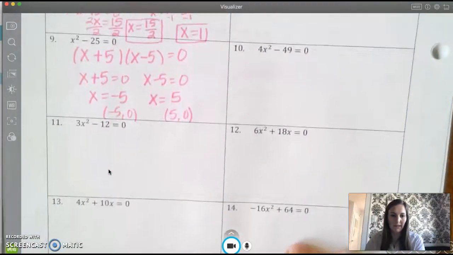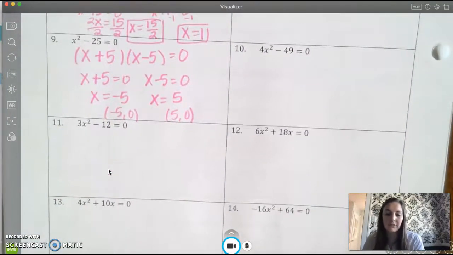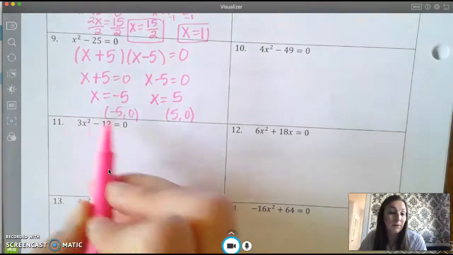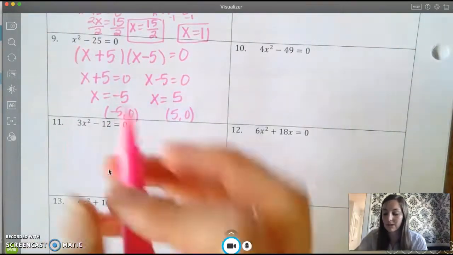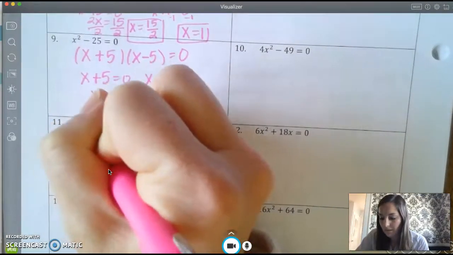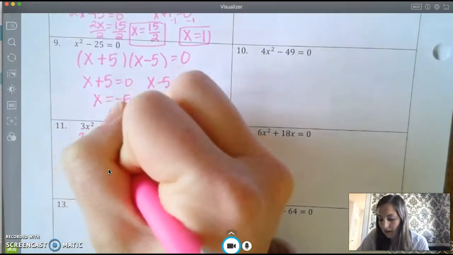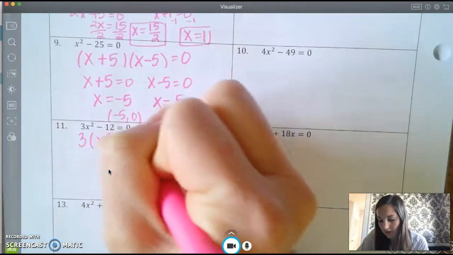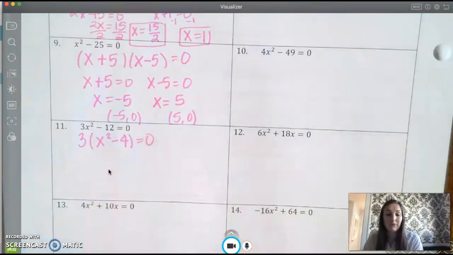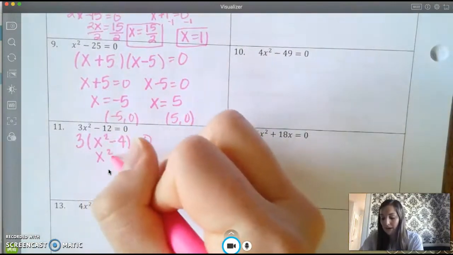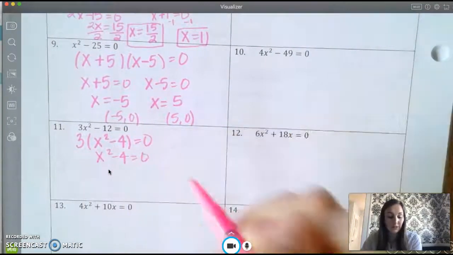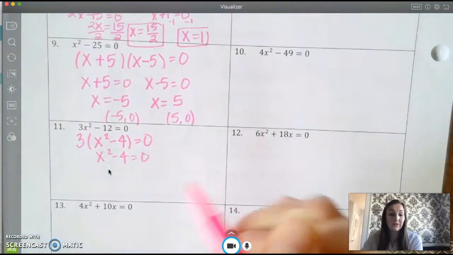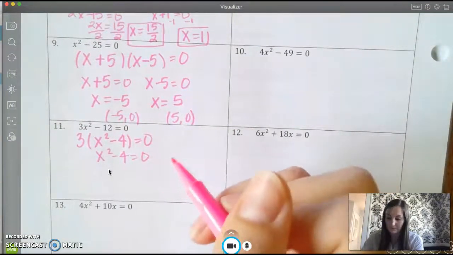Okay, number 11 here. So I have a GCF of 3. It looks like maybe difference of two squares because we have subtraction, but 3 and 12 are not perfect squares. So I need to factor out a 3. So I get 3 times x squared minus 4 equals 0. If I divide both sides by 3, that's going to go away. So I end up getting x squared minus 4 equals 0, which I can use difference of two squares on.